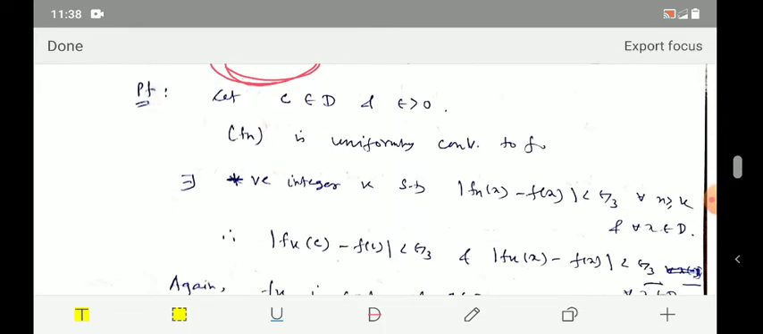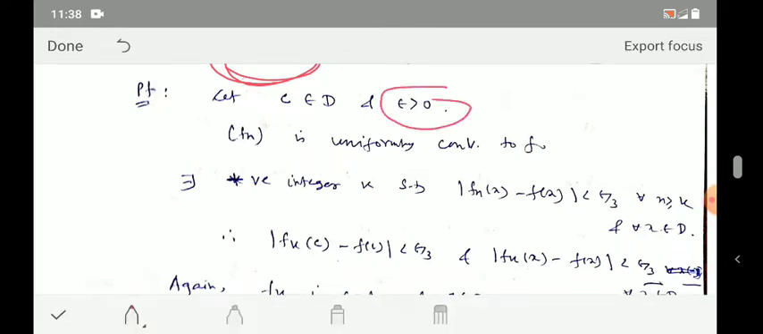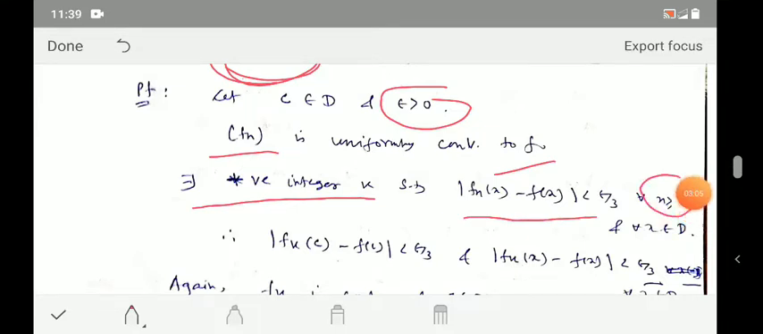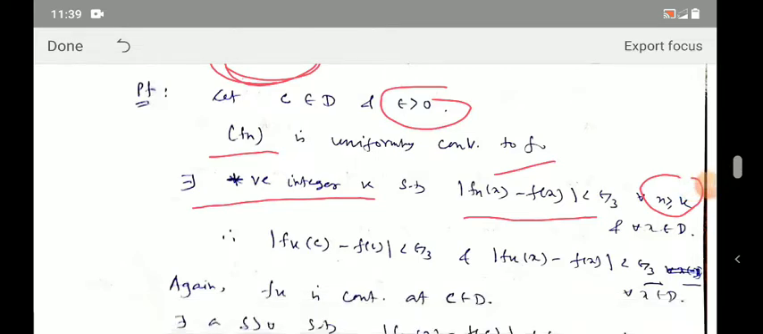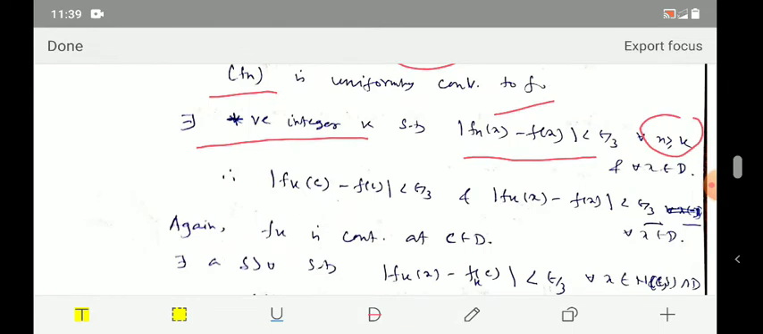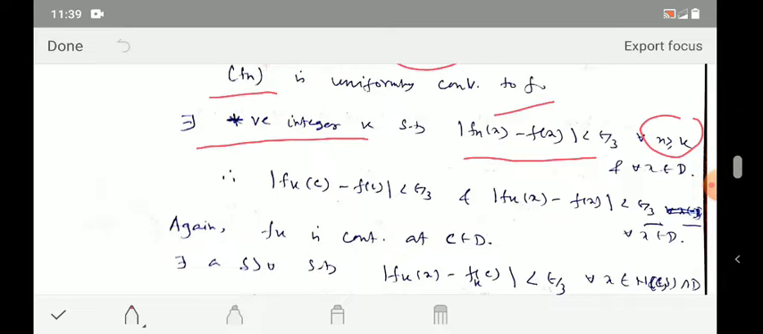Let c belong to D, c be any point of D actually, and epsilon greater than 0 be any real number. Since fn converges uniformly to f, we use the definition of uniform convergence. There exists a positive integer k such that mod of fn(x) minus f(x) is less than epsilon by 3 for all n greater than or equal to k and for all x belongs to D. Since this property is satisfied for all n greater than or equal to k, it also is satisfied for n equal to k.